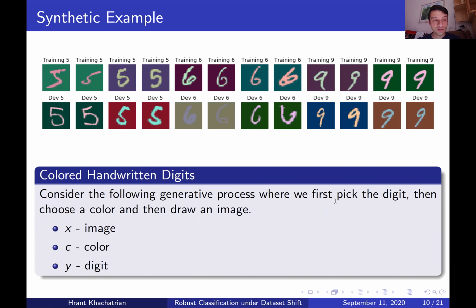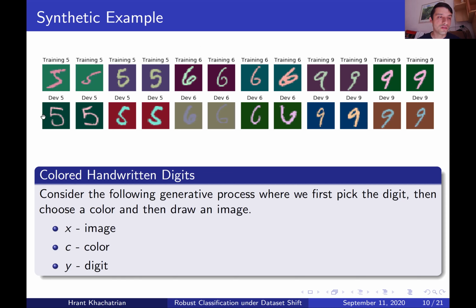And here is a more synthetic example. So imagine we have digits. We ask some people to write digits, but we ask them to write these digits in some colors. So imagine in the training set, which is the top row here, we color 5 digits only with these colors. We color 6 digits with these colors, and we color 9 digits with these colors. So we ask the person to write some digit, we give the color, and the person writes the digit.